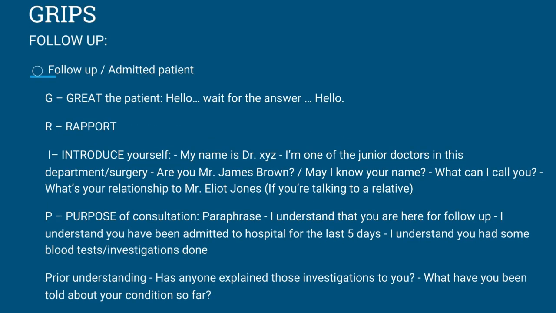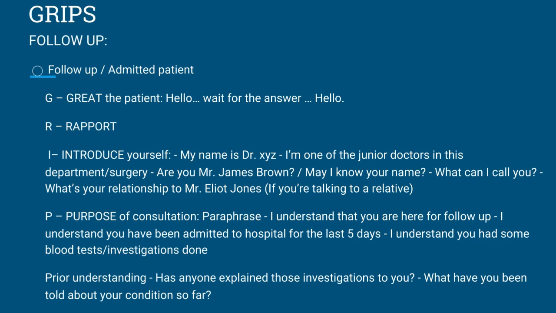In case of a follow-up patient or a follow-up consultation, you need to make sure that you already have the purpose of the consultation with you outside the cubicle. So you have already been given that, and since you have it, now you have to mention it. You don't ask the patient how you may help. Instead, you mention the purpose which you have been given outside the cubicle, and you have to state that.